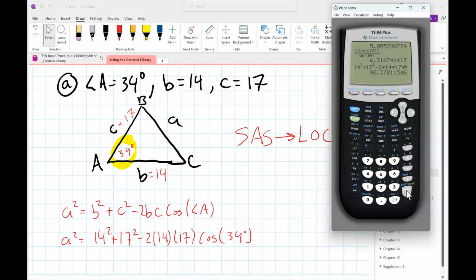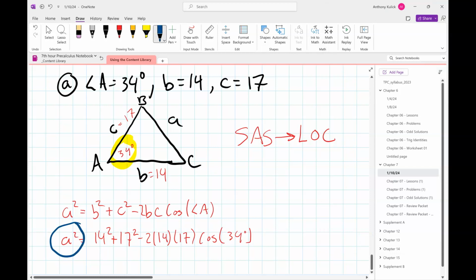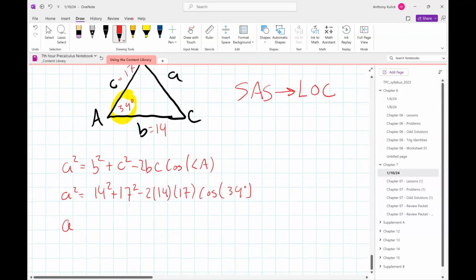Now, Mr. Kulik, that can't possibly be right. Side A is not 90.37. What's going on here? Who sees it? What did we solve for here? A squared. How do we get A then? Square root, right?